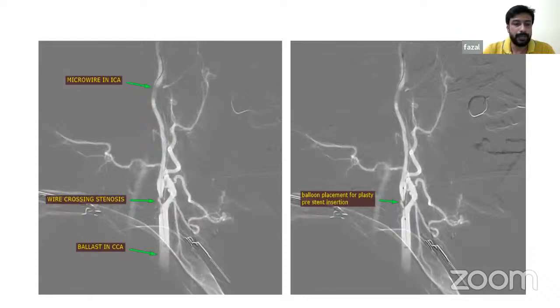So on the left, we have the guide catheter parked in the distal CCA, and we have a wire crossing the stenotic segment and going in. Then we pass the micro wire, and after that we place a balloon for angioplasty pre-dilatation. Now I'll come to the materials.